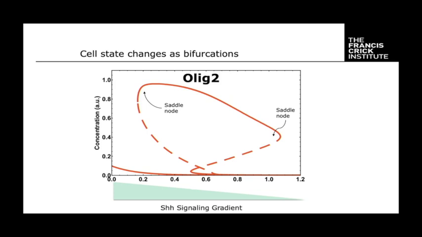It's turned on suddenly. And that sudden turn on is called a bifurcation. And in fact, it's a specific type of bifurcation, a saddle node. And then OLIG2 is on until it reaches a certain threshold of hedgehog signaling, and then it's turned off, and again, that's a bifurcation, and again, it's through a saddle node bifurcation. So this dynamical system is explaining how you convert a gradual change in hedgehog signaling into an all or none change in gene expression.